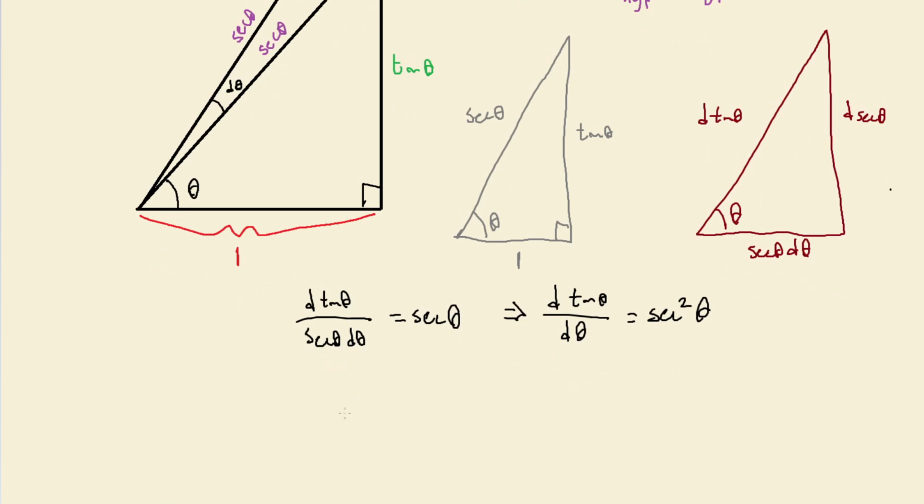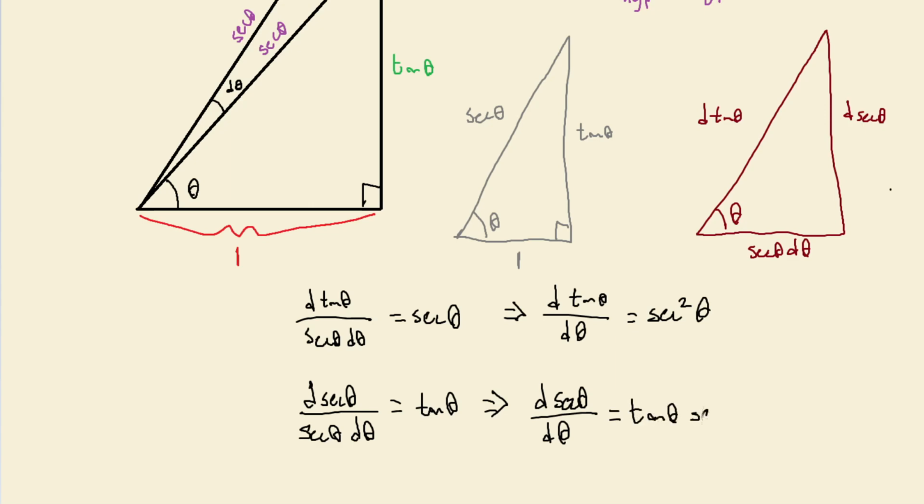And similarly, if we take a change in secant theta, we take the ratio of that to this length of this triangle here, we get secant theta multiplied by a very small change in theta. This is going to be equal to tangent theta divided by 1. Tangent theta divided by 1 is just tangent theta. And so a very infinitesimal change in secant theta as a result of a very infinitesimal change in theta, otherwise known as the derivative of secant theta with respect to theta, is going to be equal to tangent theta times secant theta.